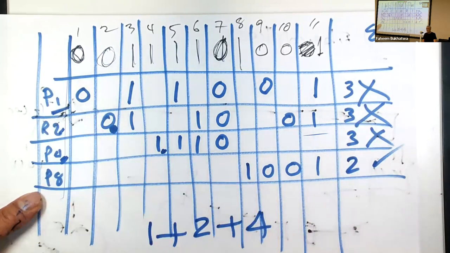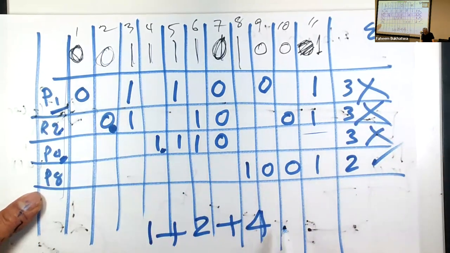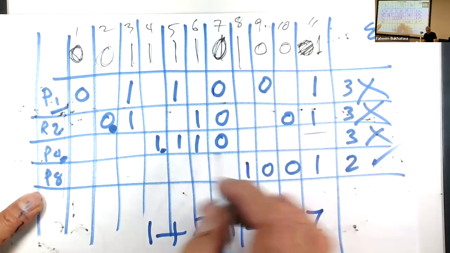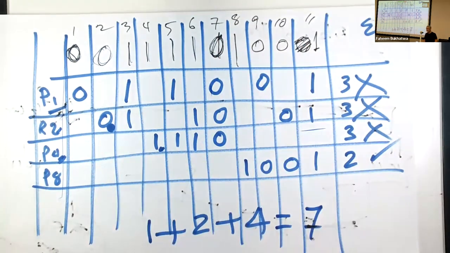But that's the problem, the group problems. 1 plus 2 plus 4 is 7. And if you actually correct number 7, flip it from 0 to 1, everything else will work correctly. And that's Hamming code.